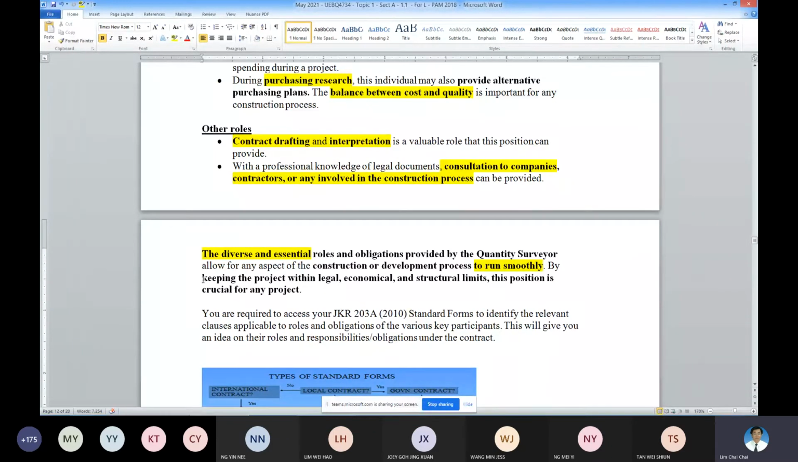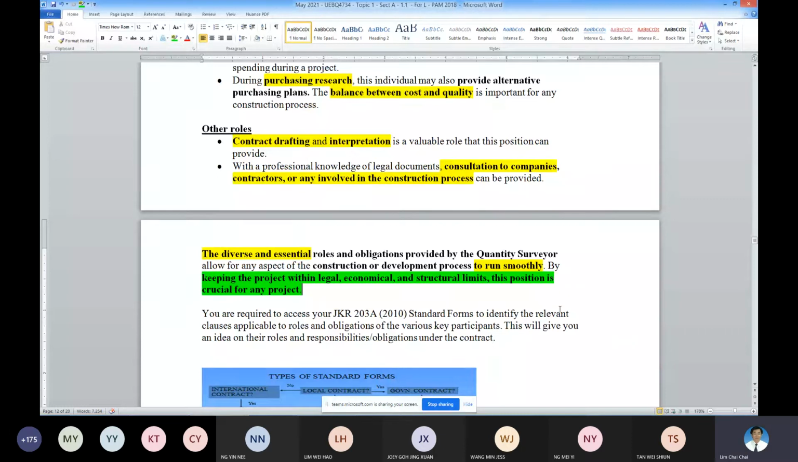So these are the usual contribution by the QS. Keep project within legal, economical, structural limits. Okay, so these are important key success criteria for any project implementation.